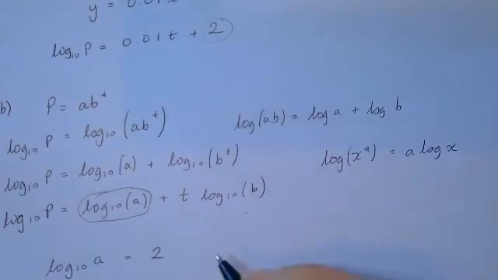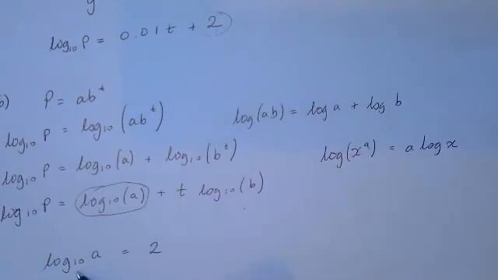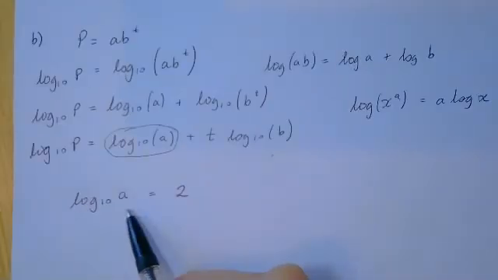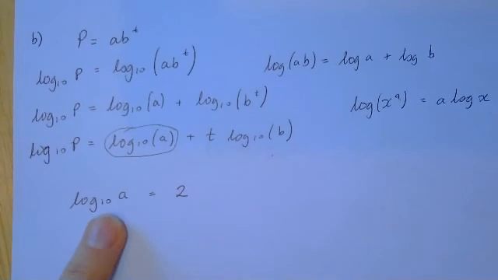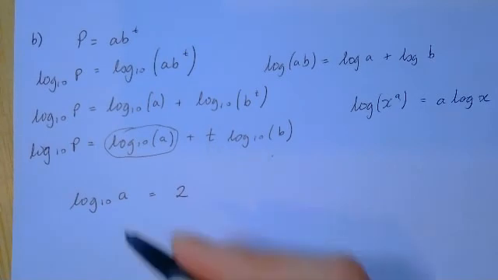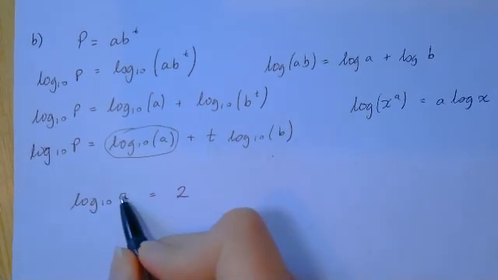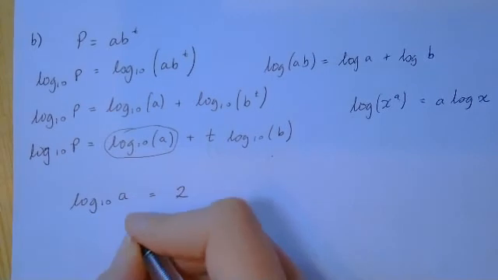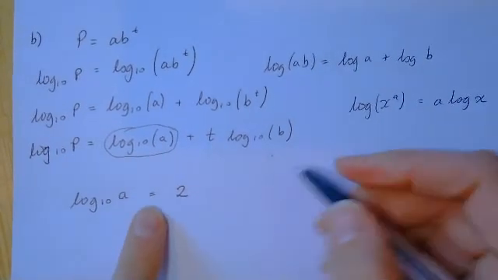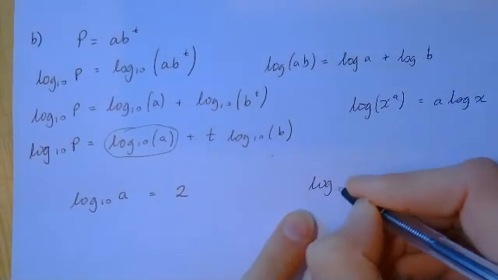My 0.01t must be this bit, because that's where my t is. And then my number must also be the same. Okay? So, log to the base 10 of A equals 2. So that means what number do I get when I raise 10 to the power of 2, which gives me 100?